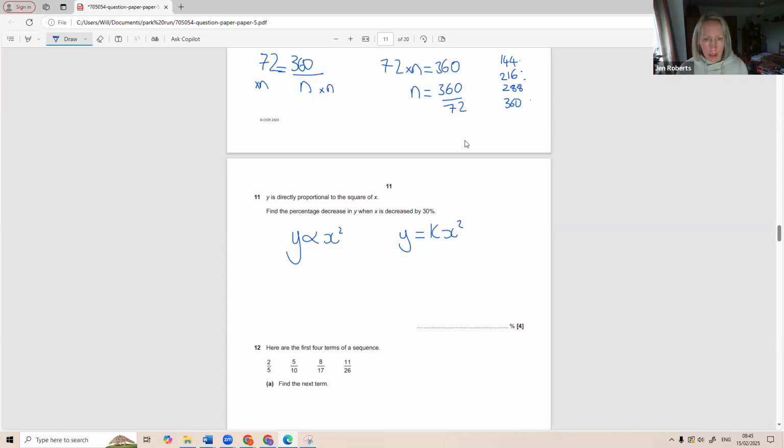So, right, okay. I'm thinking if we decrease something by 30%, using a multiplier, that's going to give us 70% of the value, isn't it? Which is 0.7 as a multiplier, as a decimal. So 0.7 squared, which gives you 7 times 7 is 49, 0.49.